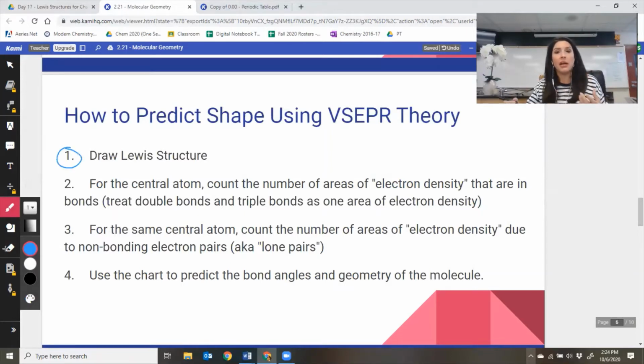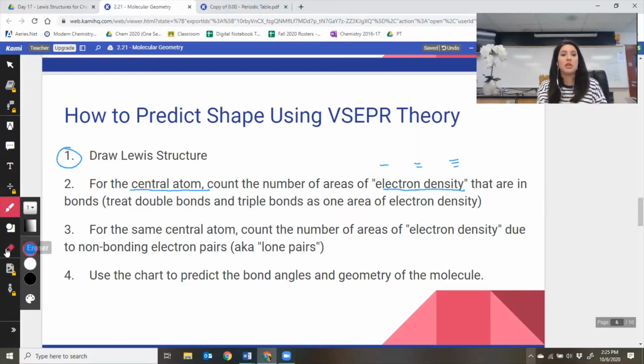And this will allow us to look at the central atom. And that central atom is going to be connected to bonds. It's going to be connected possibly to lone pairs of electrons. So count up the number of areas of electron density. This is anything that's in a single, double, or triple bond. It just counts as one area of electron density.